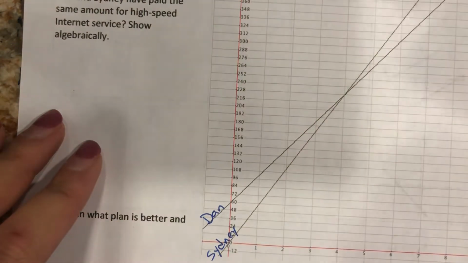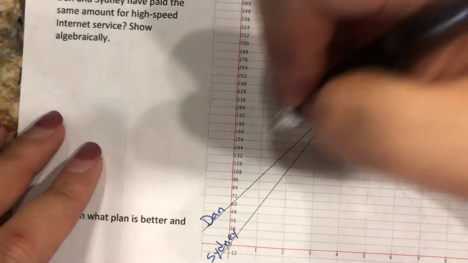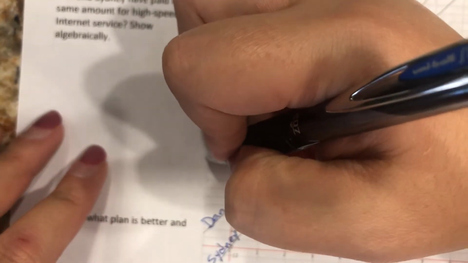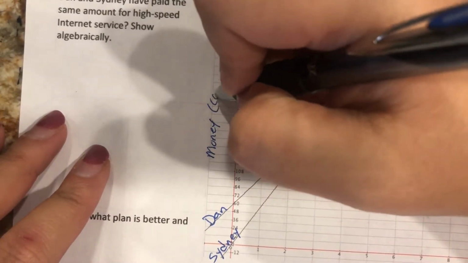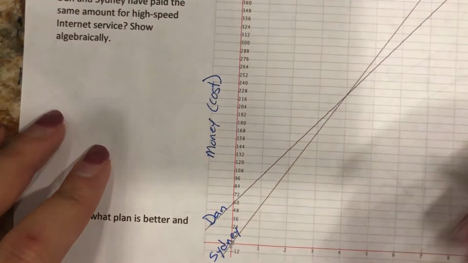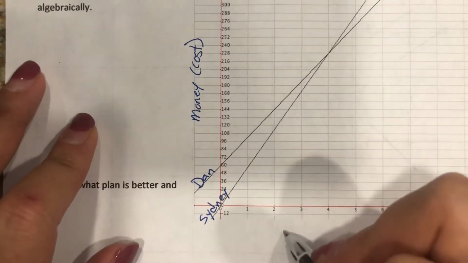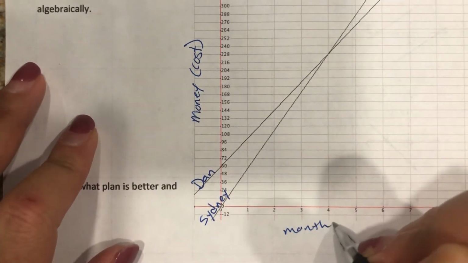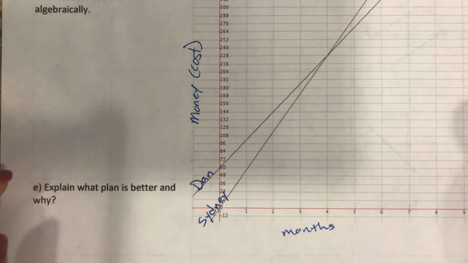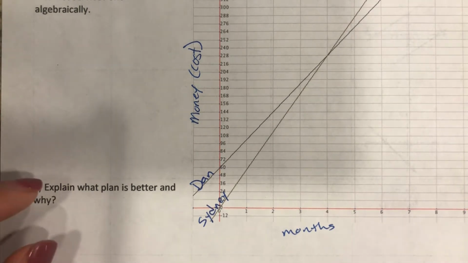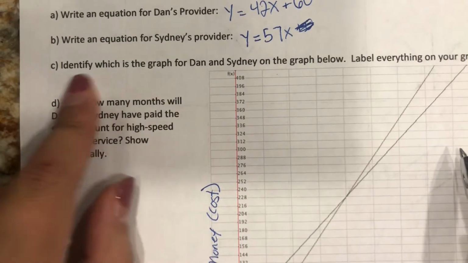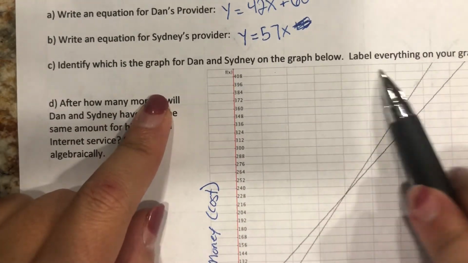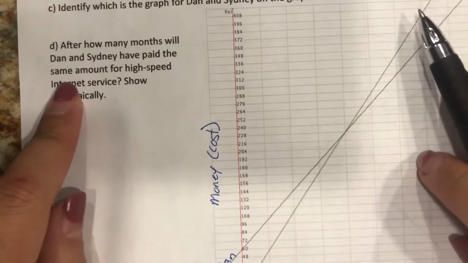What is this axis right here? This is gonna be our money or cost. This is gonna be the amount of months that we have it, because it says per month. So do we need to do any work for C? No, it just says to label everything on the graphs, which is what we did.